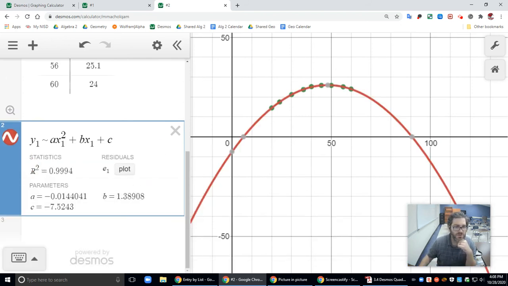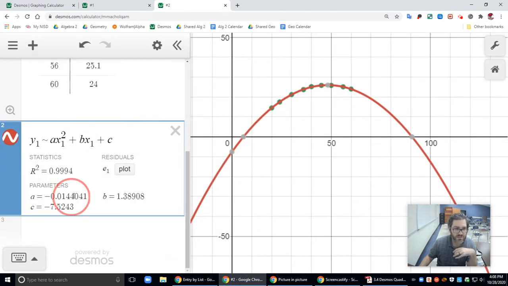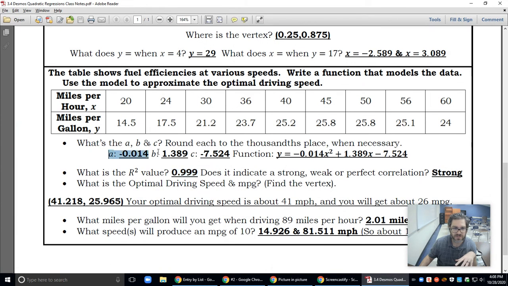So my r squared is 0.9994. On my notes, I rounded it to the nearest thousandth, so I just wrote 0.999. That's a very strong correlation. You're going to get some accurate predictions. What are your A, B, and C values? I rounded those to the nearest thousandths place on my notes. So if any of these numbers rounded up, I would look at that fourth decimal place to see if it was 5 or bigger to round up that third decimal place. But yeah, here are my A, B, and C values. You can see I plugged those in here. And so I got a function that's approximately this, negative 0.014x squared plus 1.389x minus 7.524, okay? So yes, 0.999 is a strong correlation.